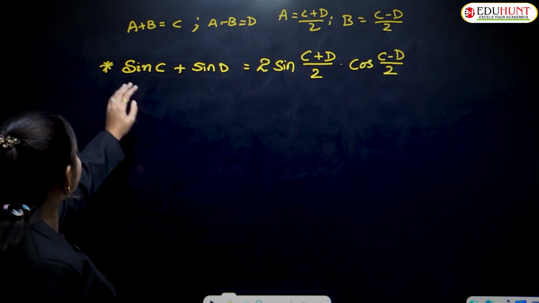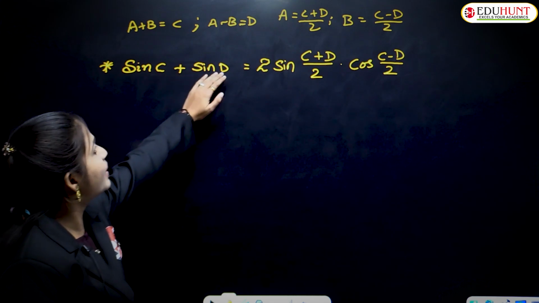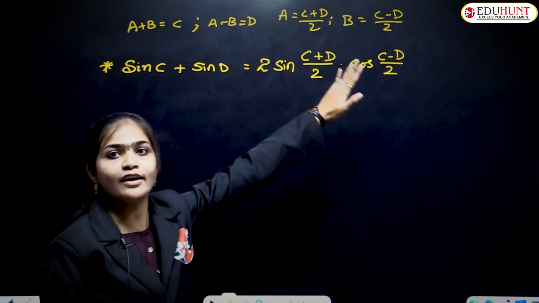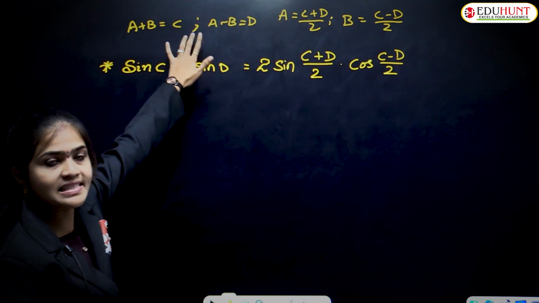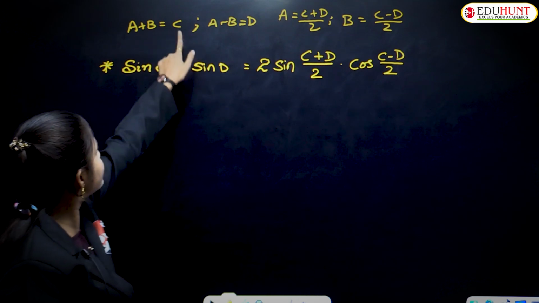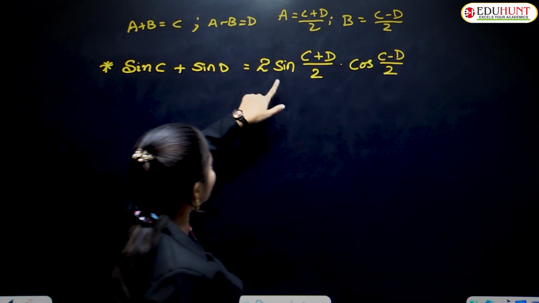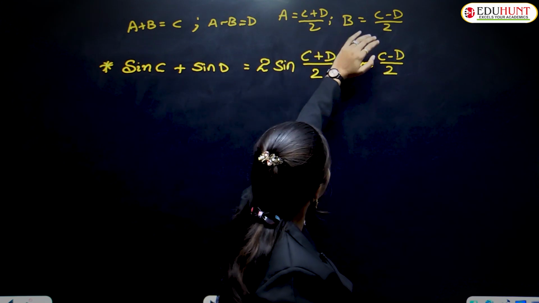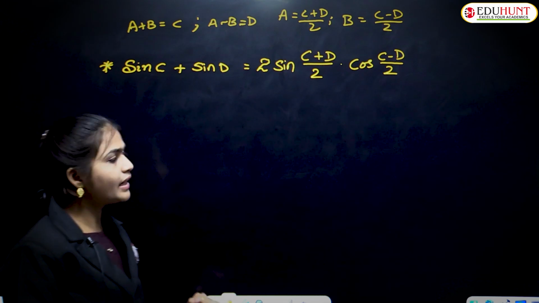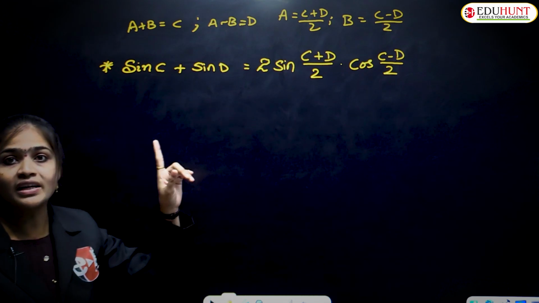Understand? So here sine of A plus B plus sine of A minus B is equal to 2 sine A cos B, that is the actual formula. So here instead of A plus B we have taken C. That's why sine C plus sine D is equal to 2 sine of A, and in the place of A, (C plus D) by 2, and in the place of B, (C minus D) by 2.